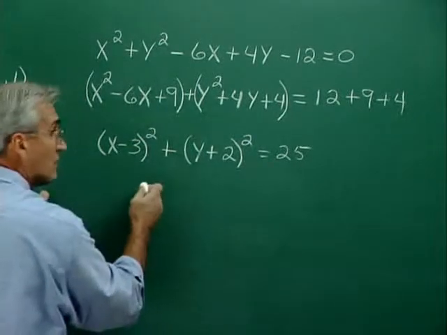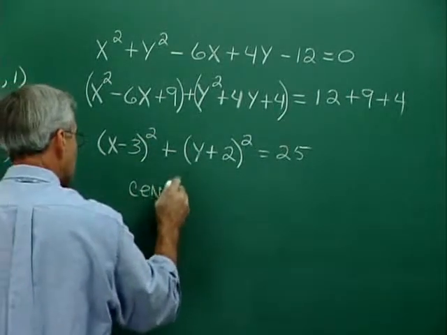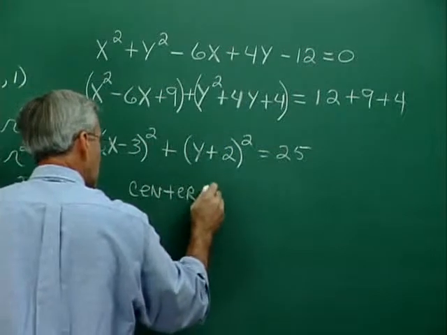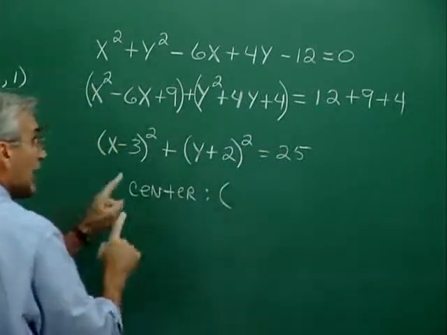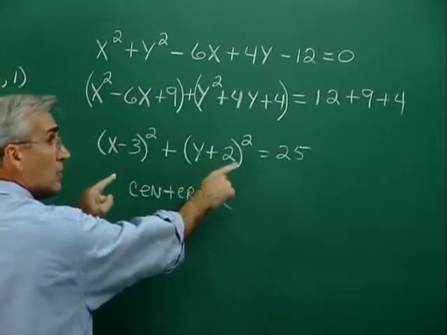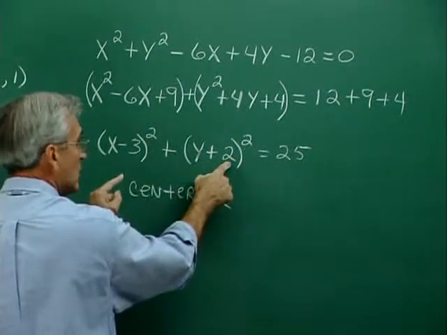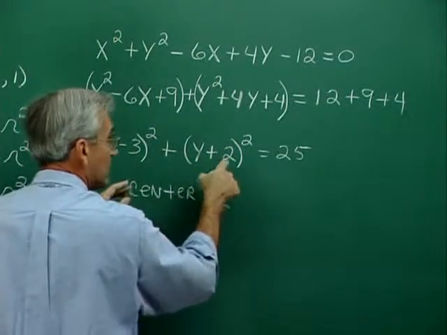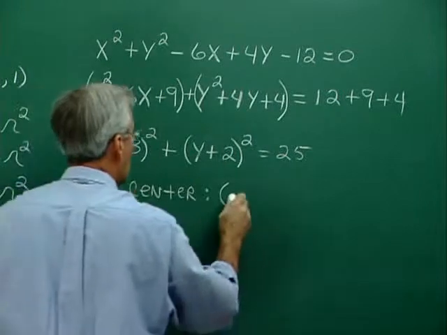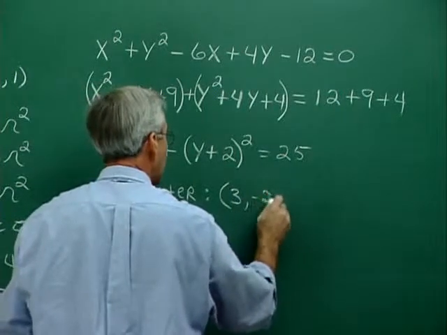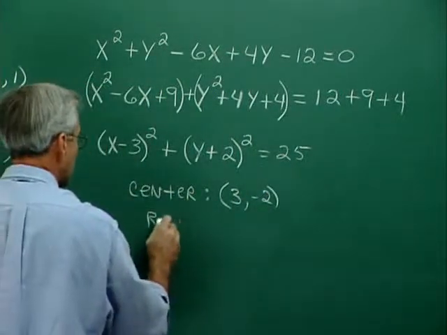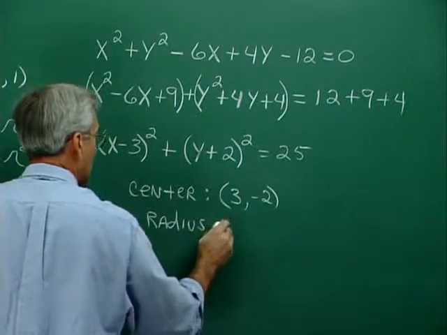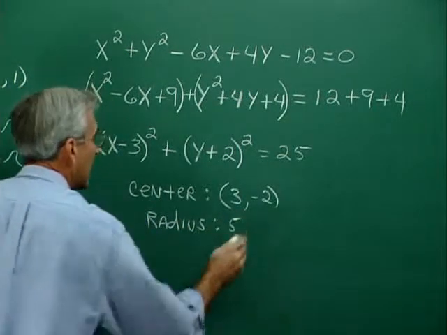Now we can recognize the aspects of the graph that we're looking for. We're looking for the center. You can see the center at h, k. Remember, h and k have to both follow minus signs. That one doesn't, so we have to think of this as minus negative 2. So our coordinates are 3, negative 2, and we have a radius of 5 as expected.